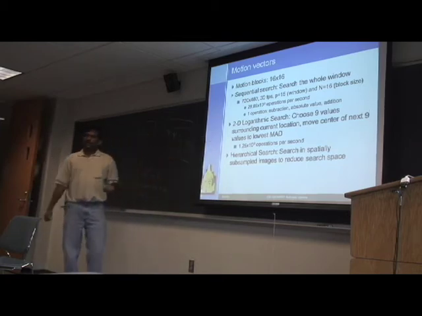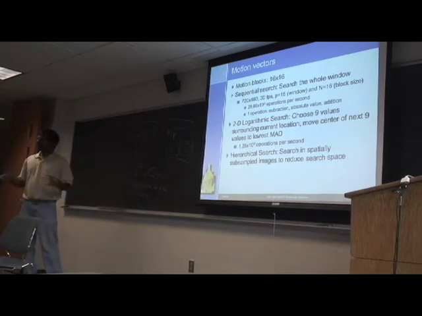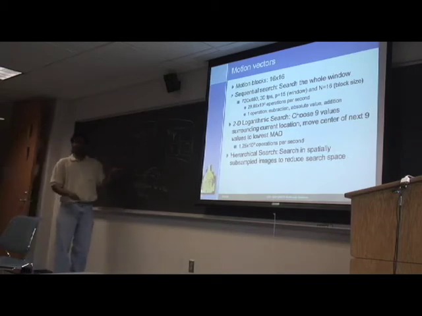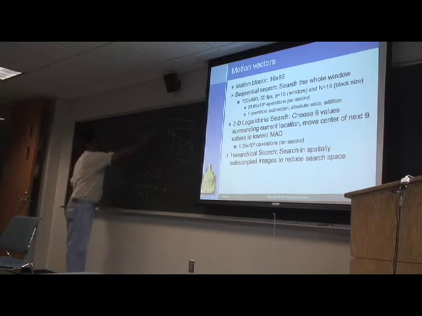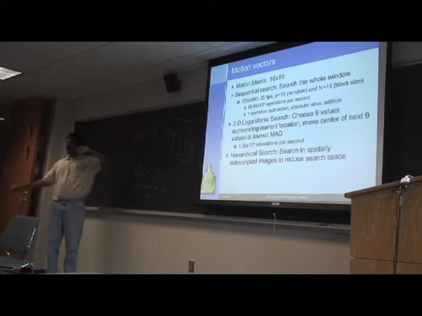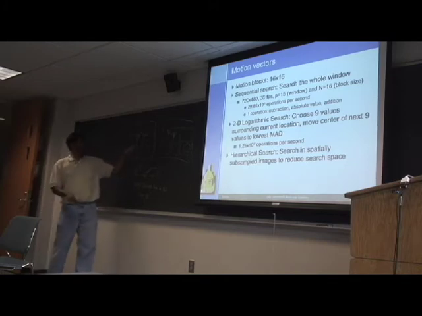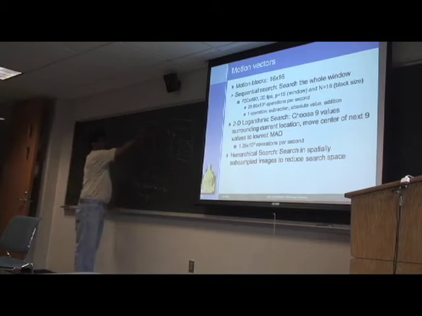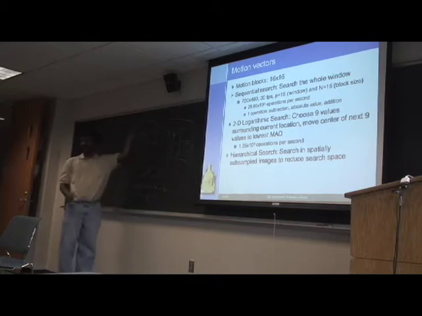The 2D logarithmic approach sort of does a binary search. It again defines this region, and then it chooses these 9 points, the corners and the middle ones, and it only probes those points. Whichever is the minimum, next time it'll move the square centered on that one, and it also makes the size smaller. So next time you'll look into a 9 by 9 here, right?